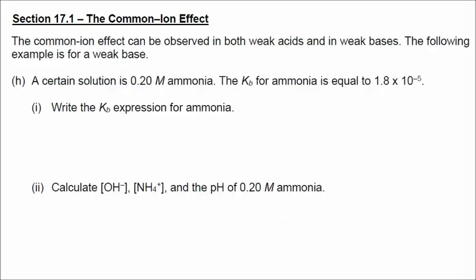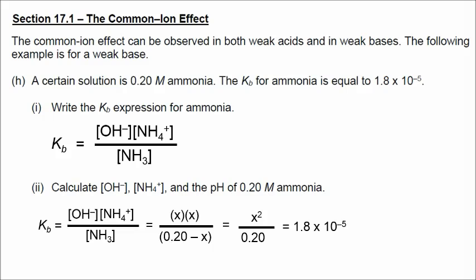The common ion effect is also observed in weak bases. Let's start with a solution of ammonia, a weak base. The Kb expression for ammonia involves the concentration of hydroxide and ammonium on top and the concentration of ammonia on the bottom. To calculate the concentration of hydroxide and ammonium and the pH, we'll go ahead and solve for X in a similar fashion to how we solved for X with a weak acid.